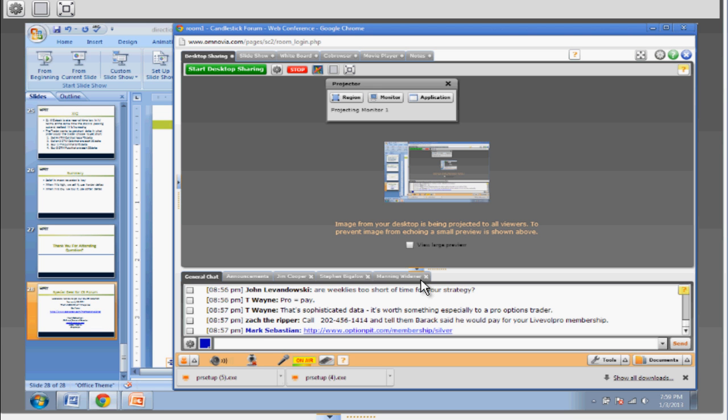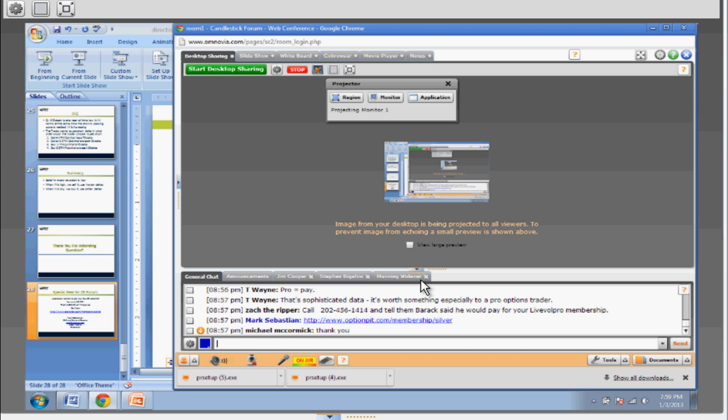LiveVol Pro is nice, but you have to know how to use it. It's just like an airplane, you can't fly an F-22 Raptor unless you're a pretty good pilot, right?